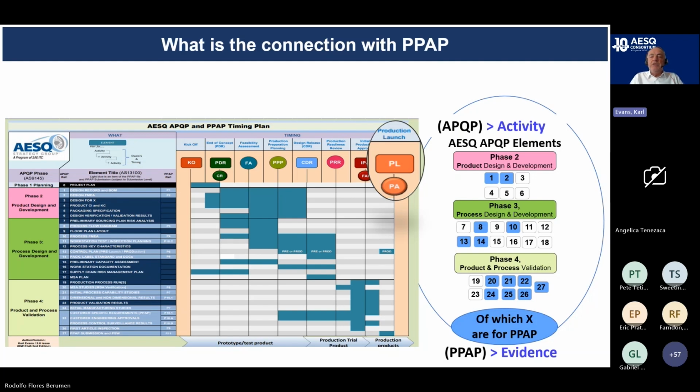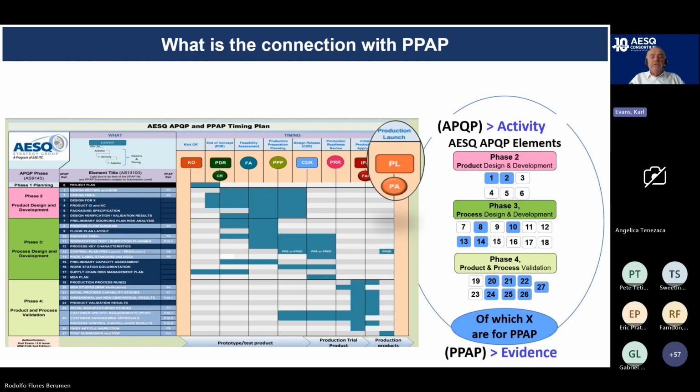I position APQP and PPAP in this simplistic way. APQP is driving the activities that need to take place. So what's PPAP? PPAP's the evidence of compliance on some of those deliverables. So the visual you see on here is we've got the timing plan on the left-hand side.